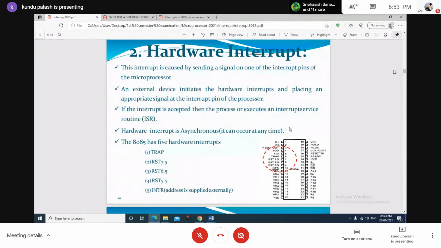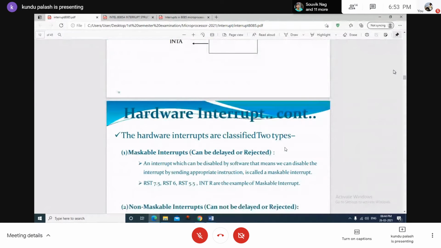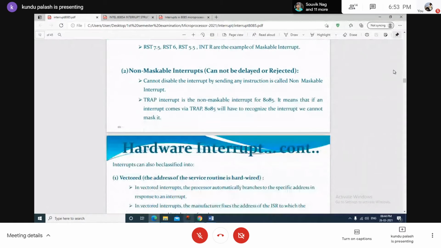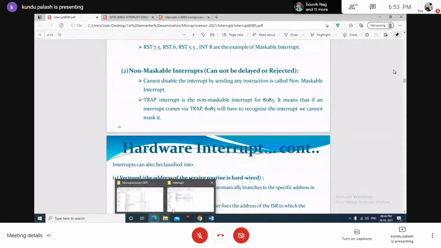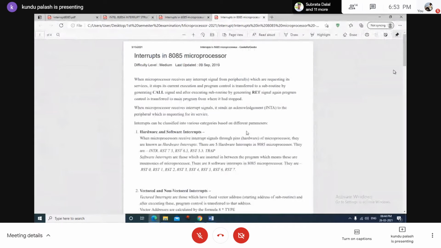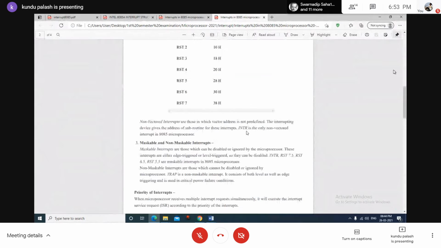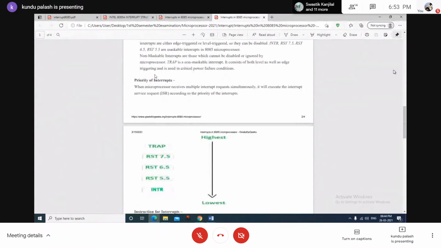So what is the priority? What is the priority of the interrupt? Which will be handled first and which later, that is called the importance, the priority. When the microprocessor receives multiple interrupt requests simultaneously, it will execute the interrupt service routine according to the priority in this diagram.